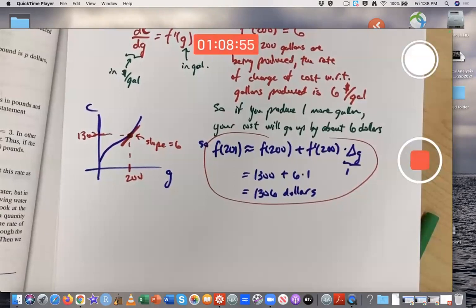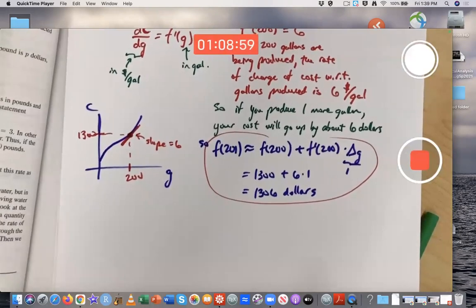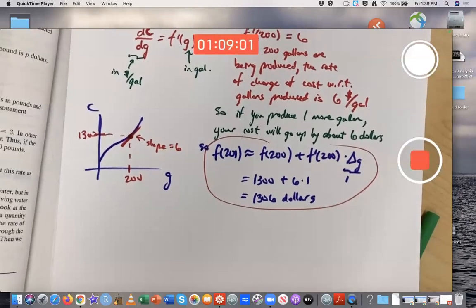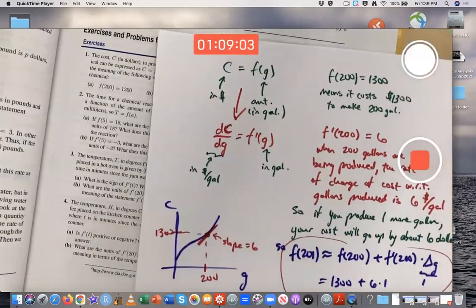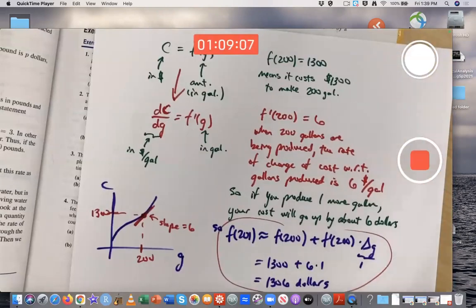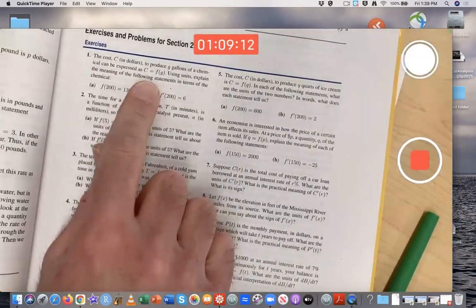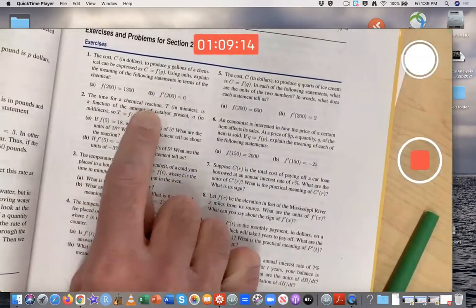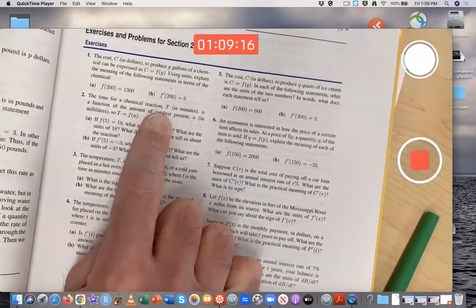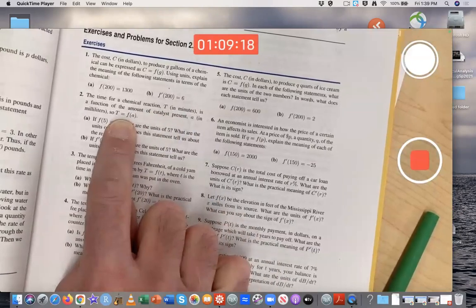We're about out of time. I was hoping to do at least one more example from section 2.4. The examples all have a very similar feel to this one, except different situations. This one was about cost depending on gallons produced. This one is about the time of a chemical reaction depending on the amount of a catalyst present. Interesting.